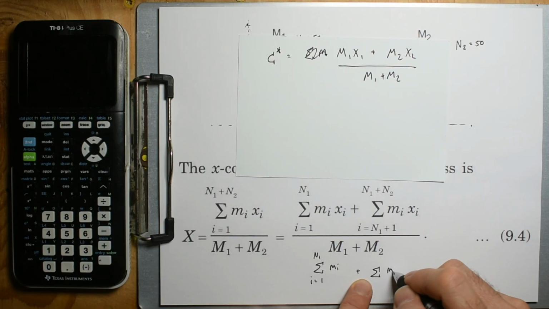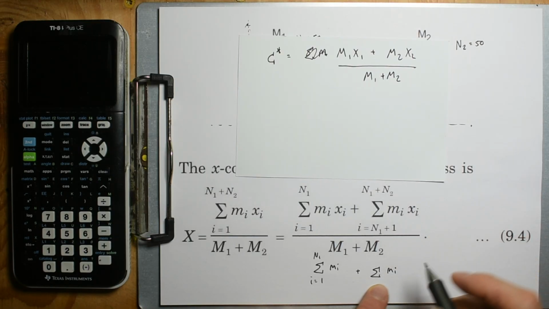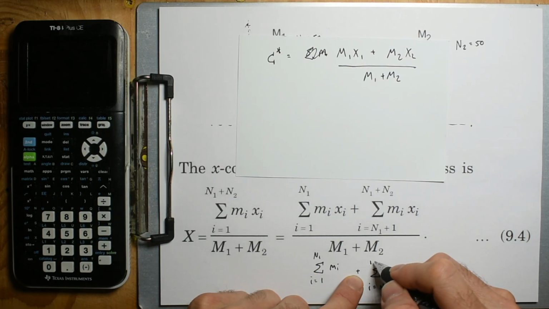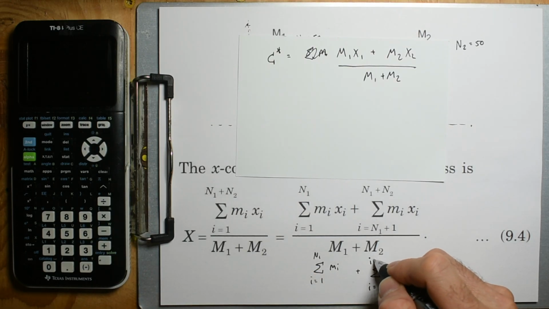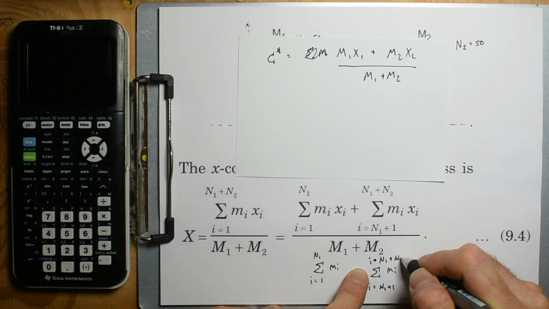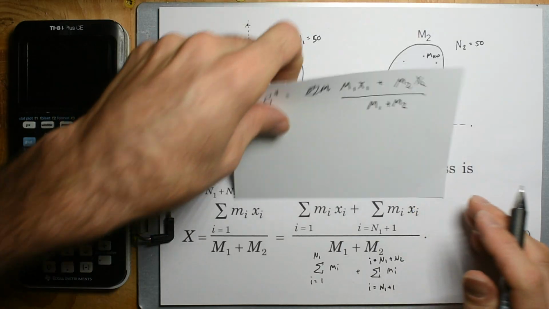This is mass 2, so we still have mi particles. They're going to start from n1 plus 1 to, and I'm just going to put an i up here, it helps me. And this is going to be n1 plus n2. Cool.